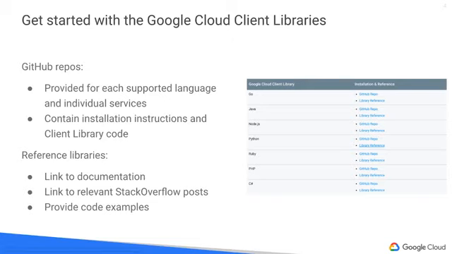You can also download cloud client libraries for individual cloud platform services. Reference libraries contain links to documentation as well as to relevant Stack Overflow posts and provide code examples. The reference libraries are your one-stop shop for information on a language-specific Google Cloud Client Library.